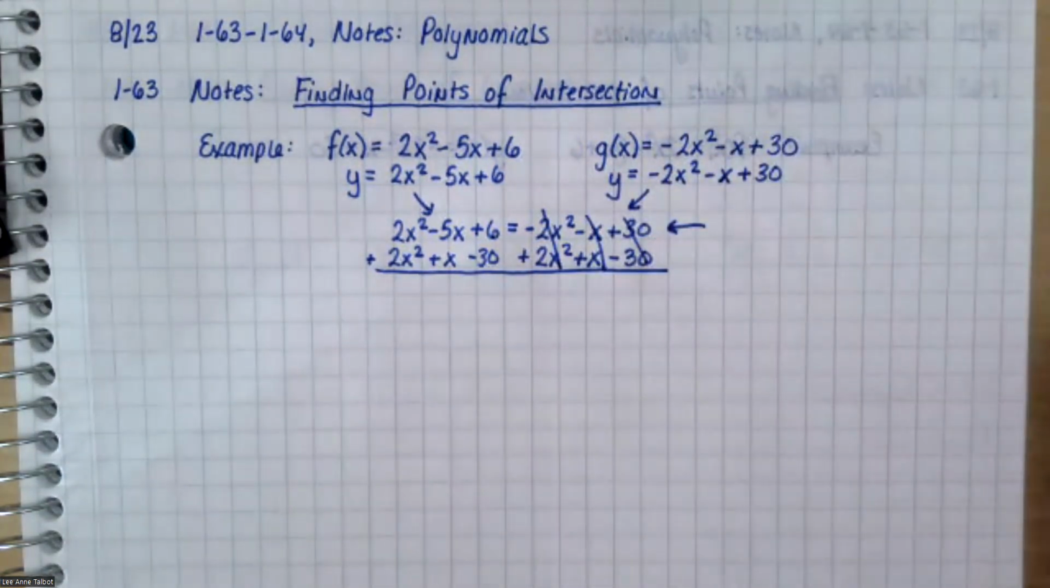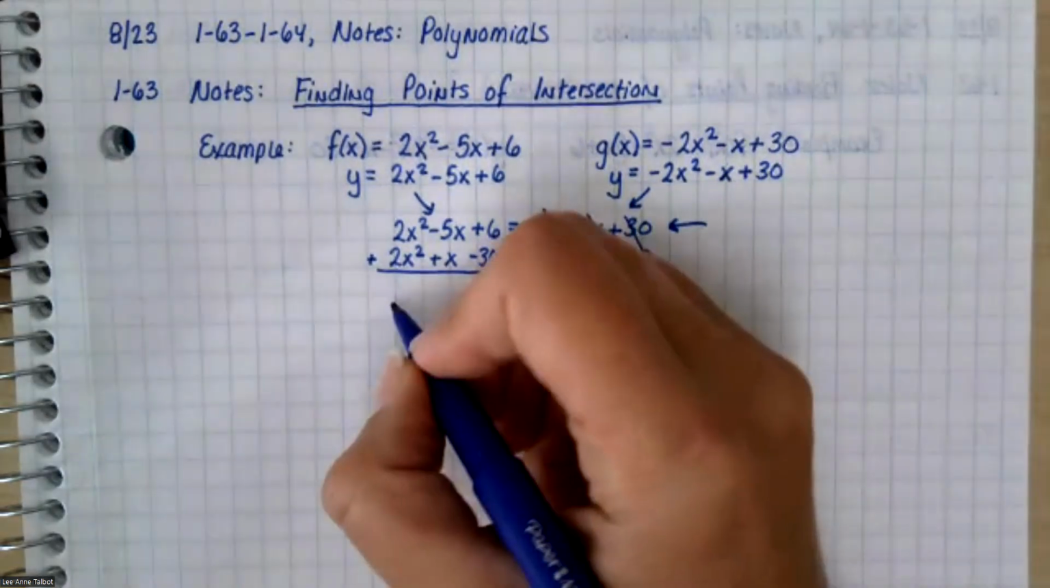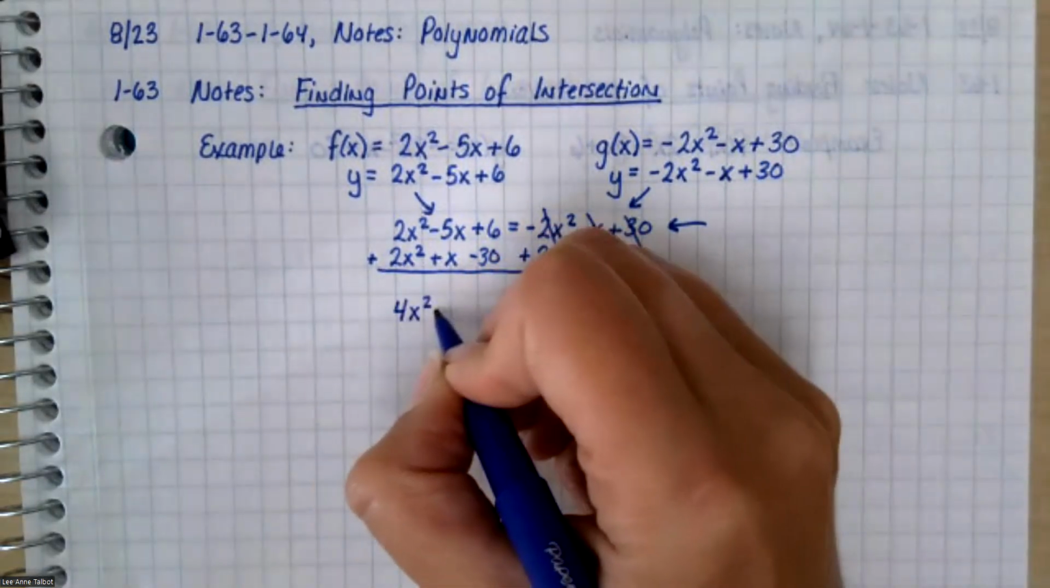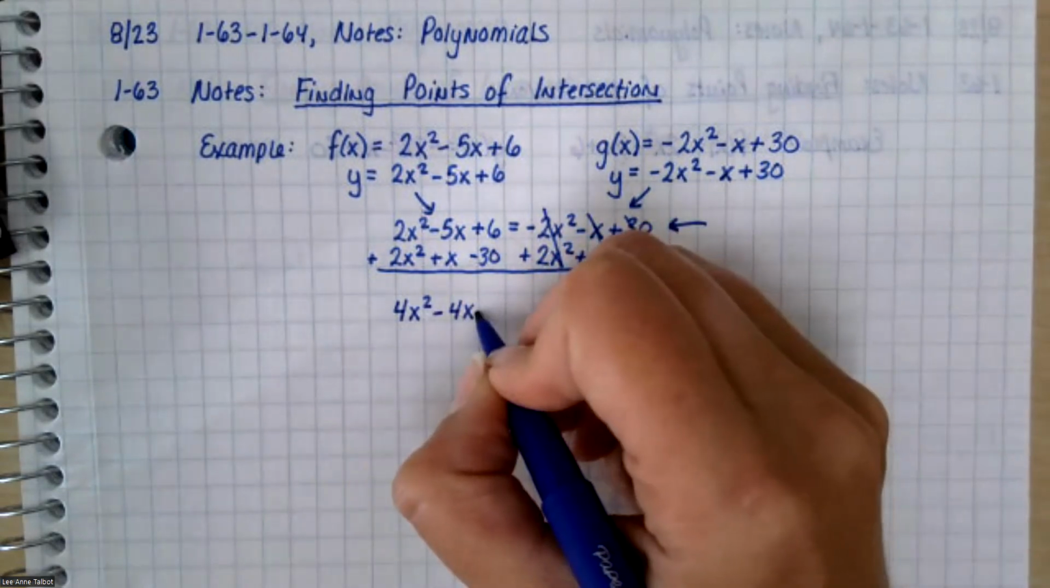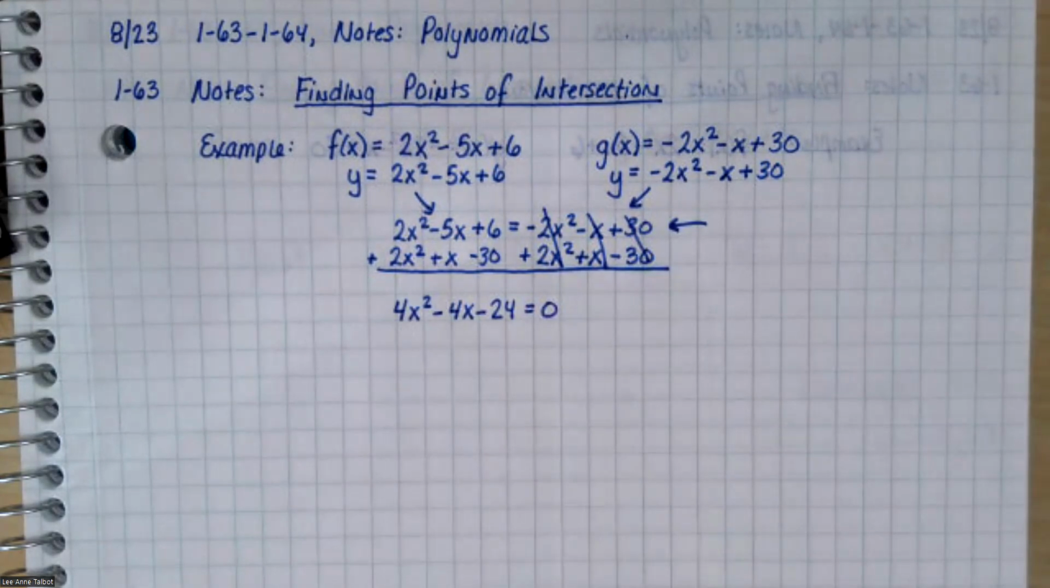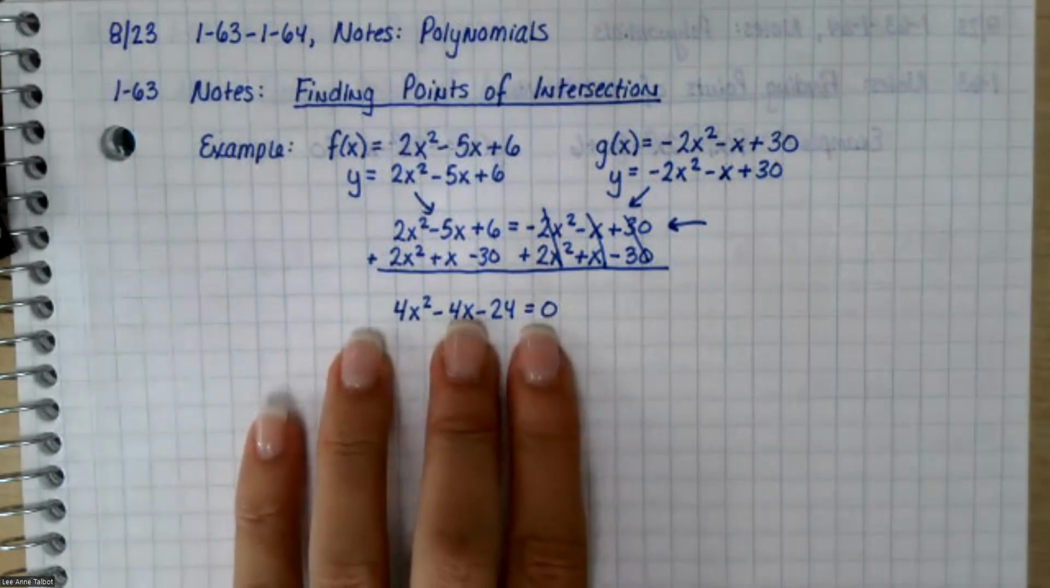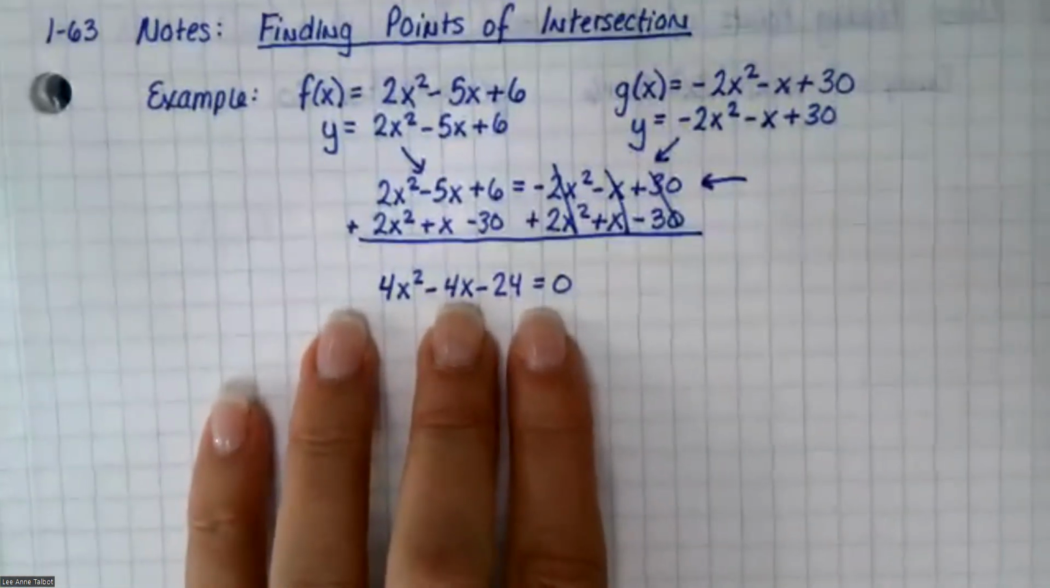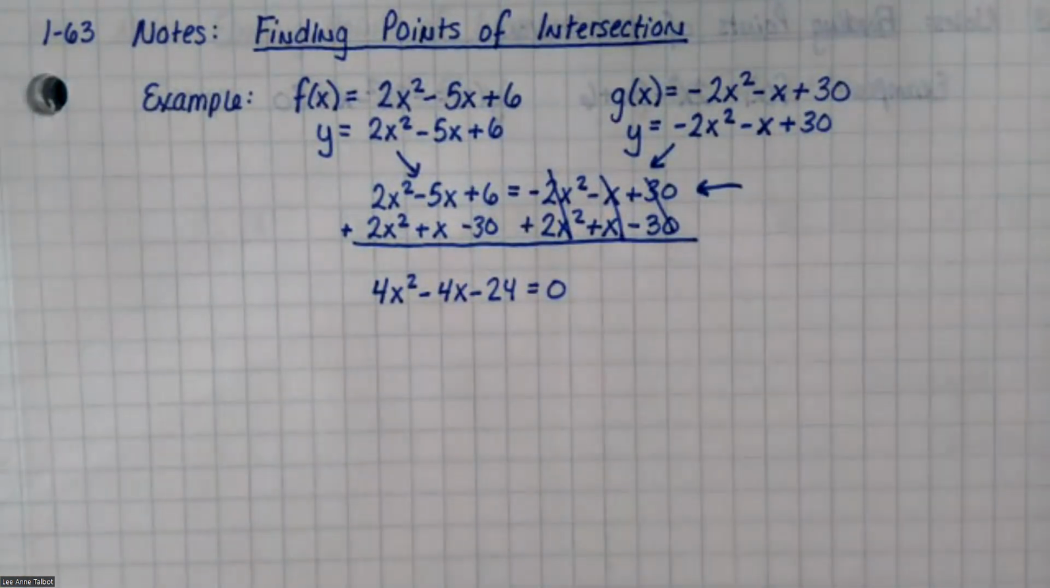Cancel, cancel, cancel. So now I have 4x squared minus 4x minus 24 equals 0. Okay. Now I saw, well, on the warm-up, some of you guys factored out a 7 on number 13, which is totally legal, totally fine to do. It's just that I'm lazy, so I'm not going to do that. I'm not going to factor in an equation. You can factor, I mean, I'm going to factor, but I'm not going to factor a GCF in an equation.